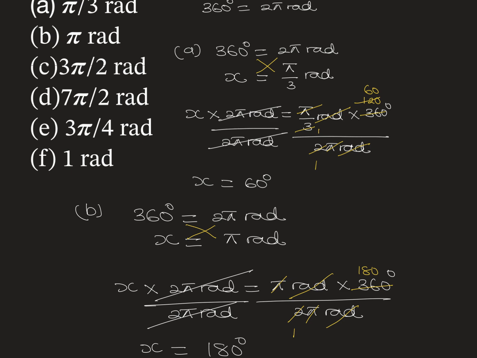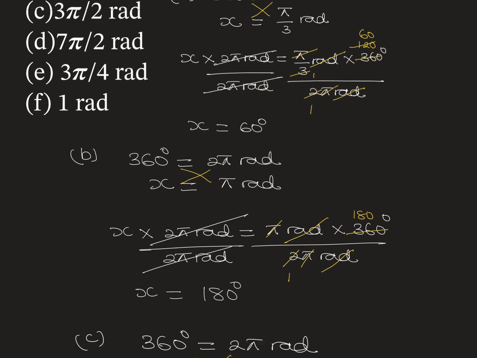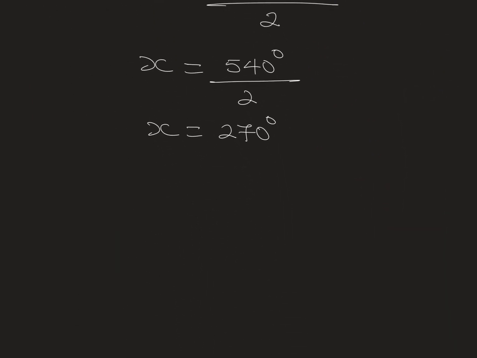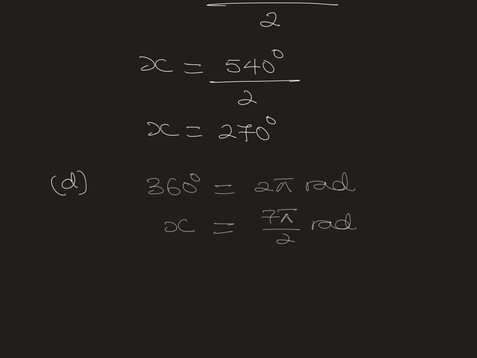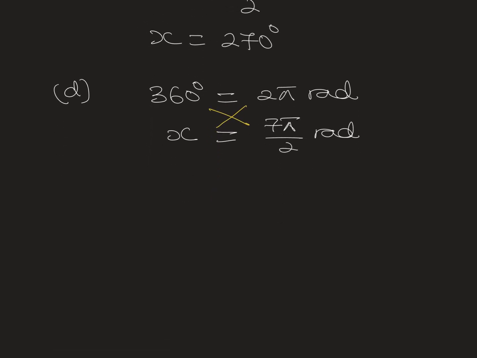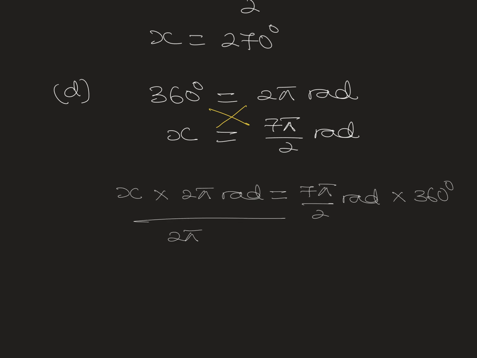Moving on to question D is 7 pi over 2 radians. D, we know that 360 degrees is equal to 2 pi radians. So 7 pi over 2 radians, that is supposed to be equal to x. Now we cross multiply, and if we cross multiply, we will have x times 2 pi radians, that is equal to 7 pi over 2 radians times 360 degrees. So we divide both sides by 2 pi radians. 2 pi radians cancels 2 pi radians.